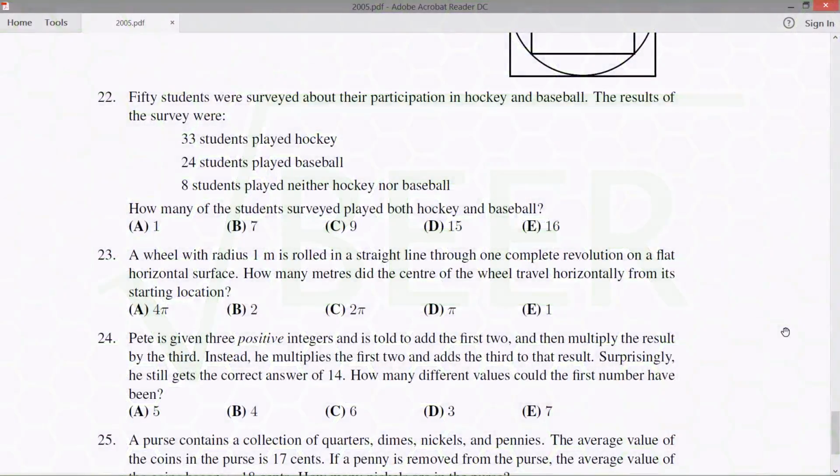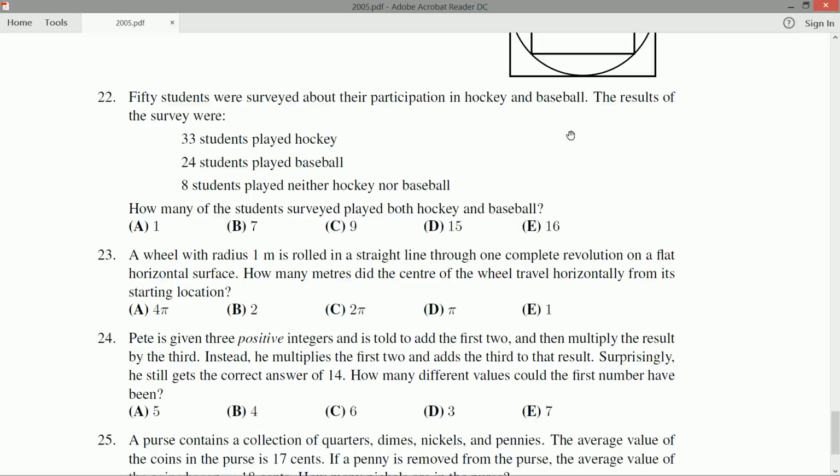We're looking at question 22 on the 2005 grade 8 level Gauss paper. 50 students were surveyed about their participation in hockey and baseball. The results of the survey were that 33 students played hockey, 24 students played baseball, 8 students played neither hockey nor baseball. How many students surveyed played both hockey and baseball?